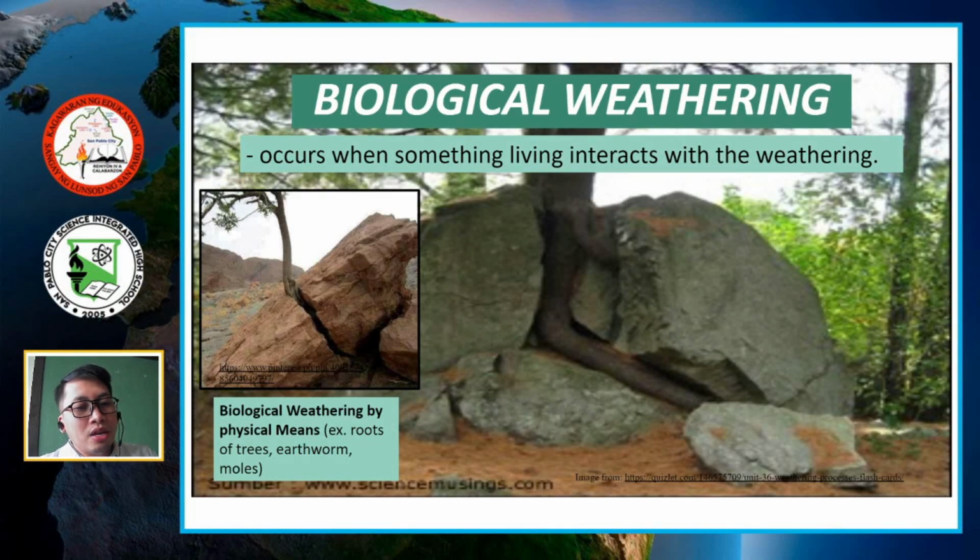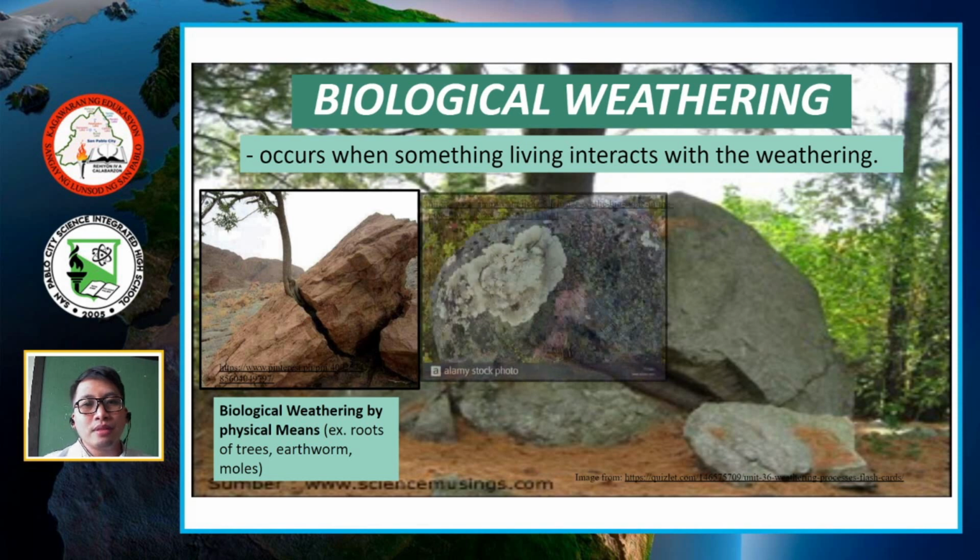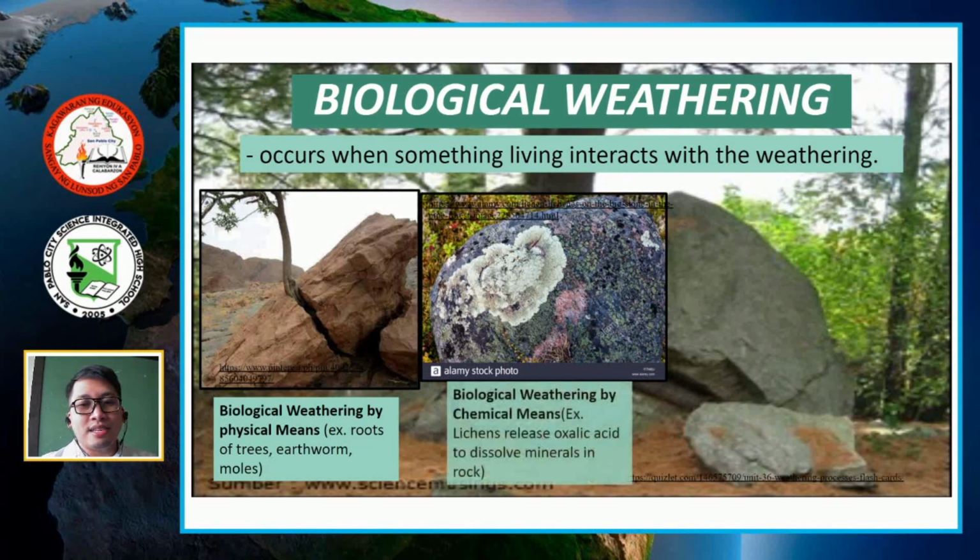Another example is yung mga moles at mga earthworms, may tendency na yung soil ay gawin nilang buhaghag. So, compact yung soil. Habang nagkikreate sila ng mga holes, yung soil ay nagiging less compact. Or, natitil nila yung soil at nagta-turn into a less dense substance. So, it is also an example of biological weathering. Second is this, biological weathering by chemical means. If you're familiar with lichens, si lichens is a combination of fungus and algae.